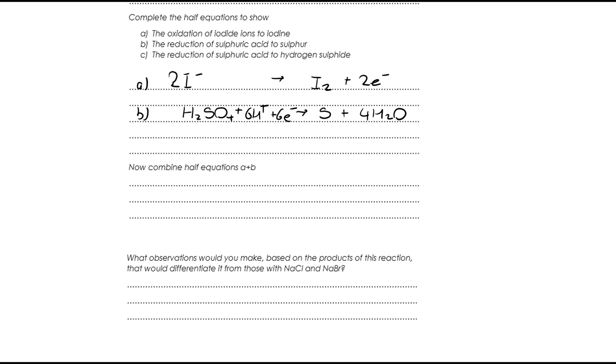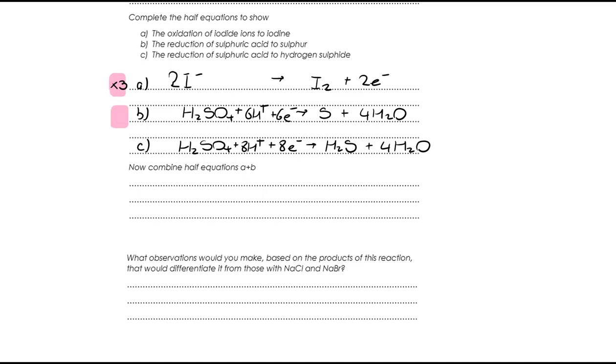For part C, similar idea. H2SO4 goes to H2S. The S's are already balanced. I need 4 H2Os to balance the O's. This time I need 8 H pluses to balance the hydrogens, and now I need 8 electrons to balance the charge. Now in the first instance, you're then being asked to combine equations, or half equations, A and B.